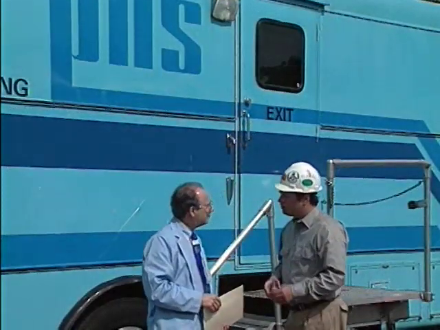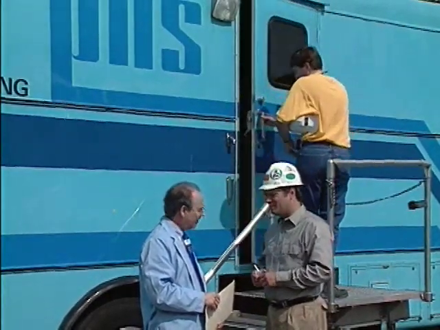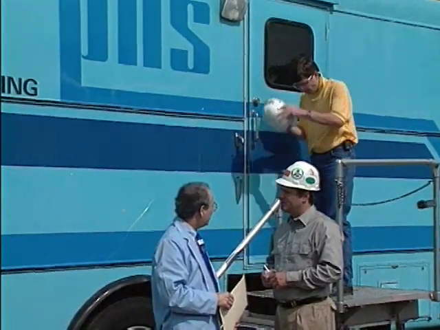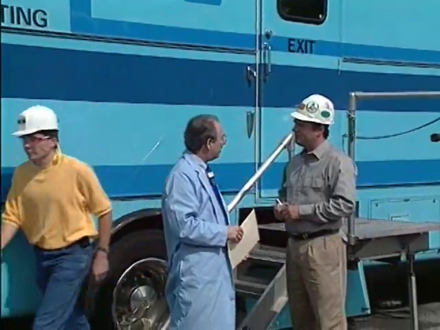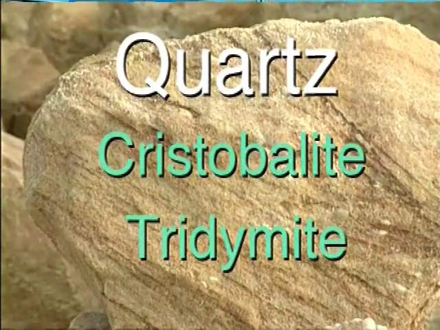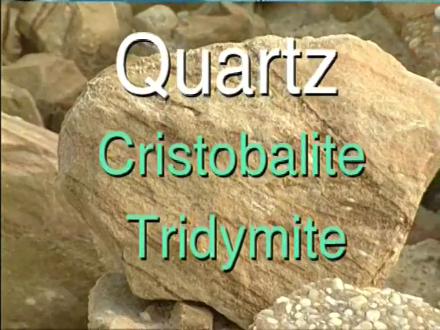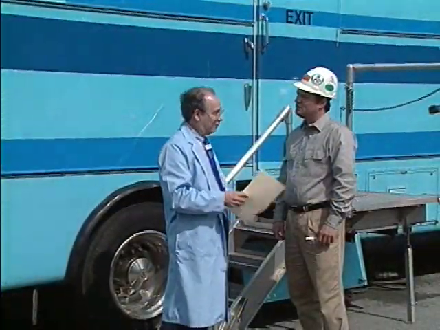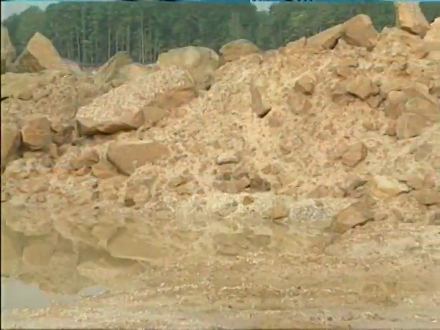Doctor, I've been hearing in our training classes about silicosis, but I'm not exactly sure what it is. Well, silicosis is a disease of the lungs caused by the continued breathing in of air containing silica. Silica is a hard, abrasive mineral. It comes in three forms: quartz, which is the most common, and cristobalite and tridymite, which are not as common but are more toxic. Silica is found in all types of rock and in most metal and non-metal ores. Because soil is formed from the weathering of rock, most of the dirt covering the earth contains some silica.